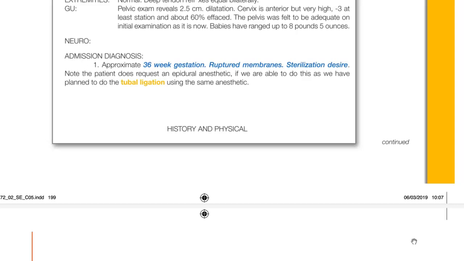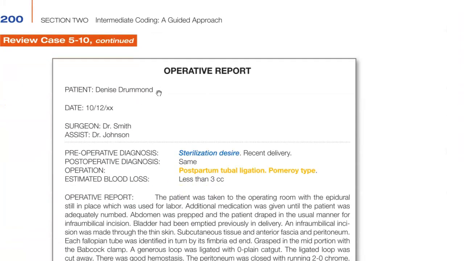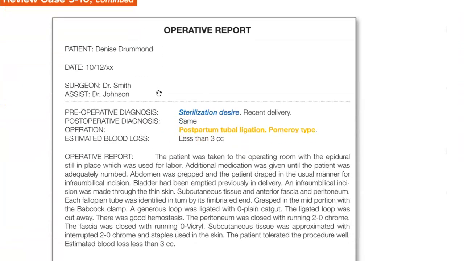Then she desires sterilization. Anytime we have a procedure, remember, we have to have a diagnosis to show the medical necessity of why that procedure was done. So we also have to code the diagnosis for sterilization. And then the procedure for that sterilization is the tubal ligation. So we will talk about that when we get into coding. Here's the op report showing how they did sterilization. They did the Pomeroy type.